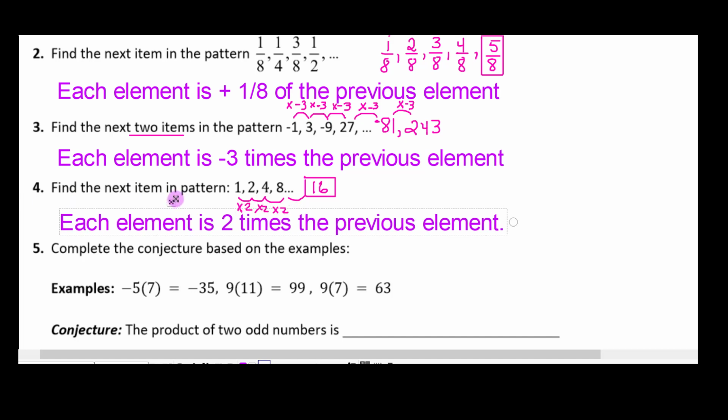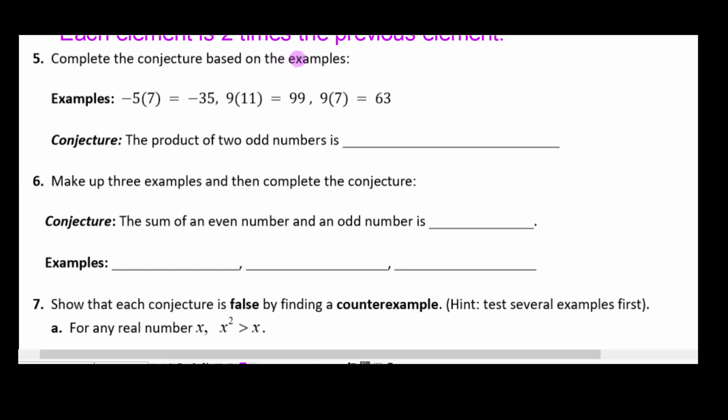Okay, so that's basically what we're doing up to this point here. We're looking at different patterns and we're making observations, and we're using that observation or that conjecture to make a prediction to the next number. And we're also writing that conjecture in words. Here's another problem here. Complete the conjecture based on the example.